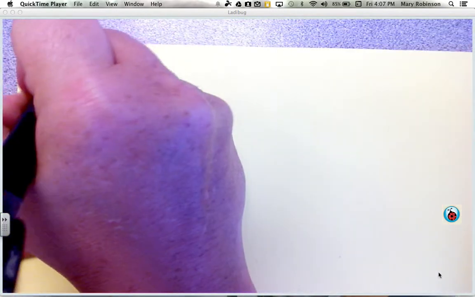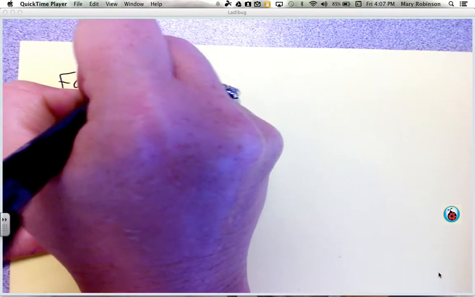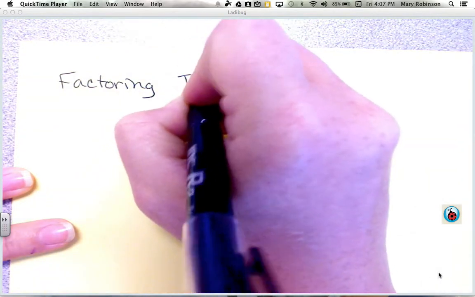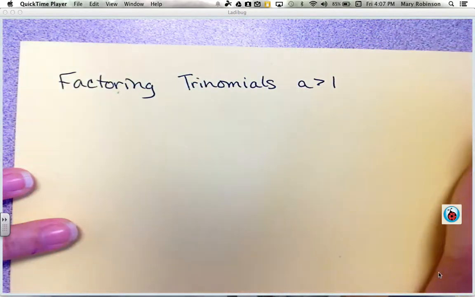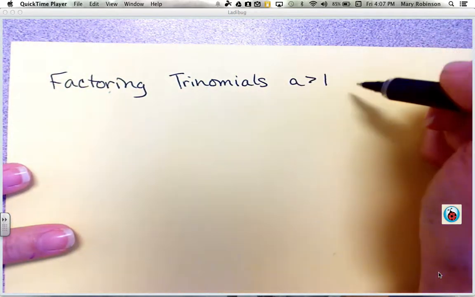Hi guys, today's lesson is going to be on factoring trinomials where a is greater than 1. So what do we mean by a being greater than 1?